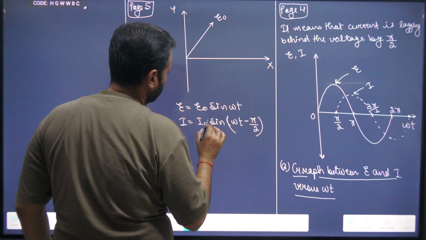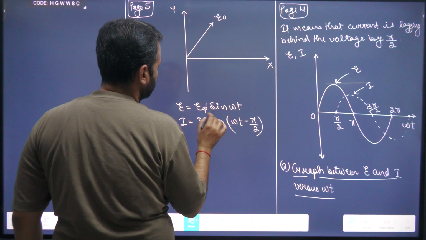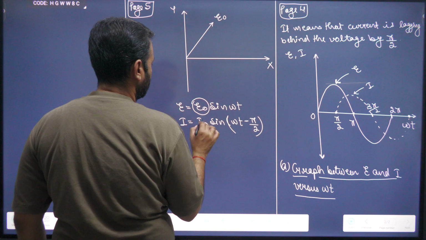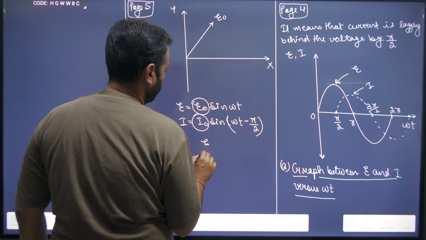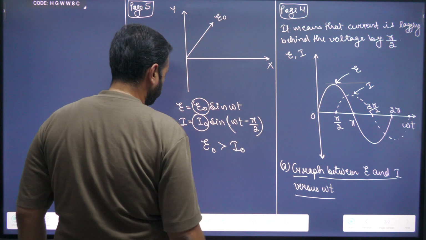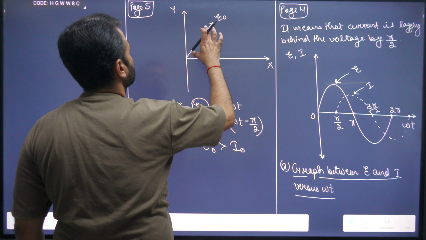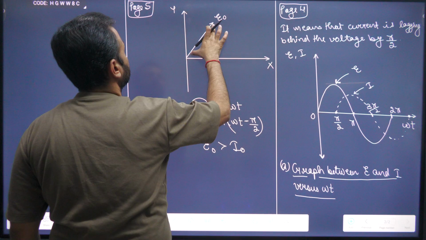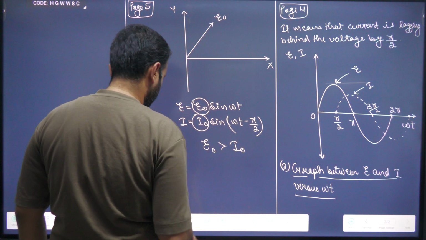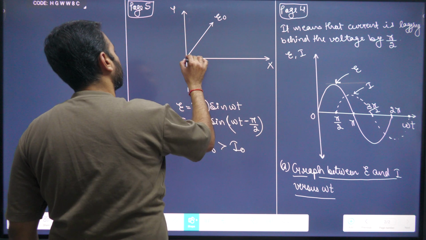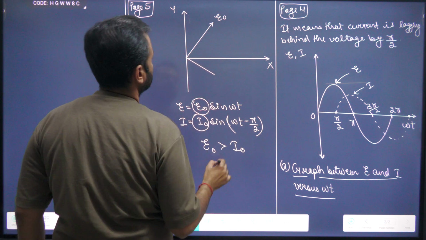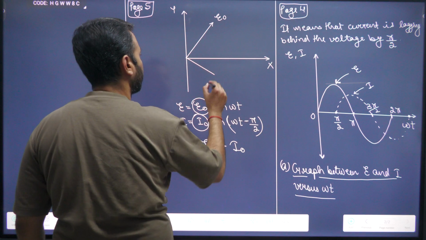We always note that the value of E naught is always greater than I naught. That's why I have drawn a big line for E naught, but I will draw a comparatively small line for I naught. I naught will be like this, a smaller line than E naught.